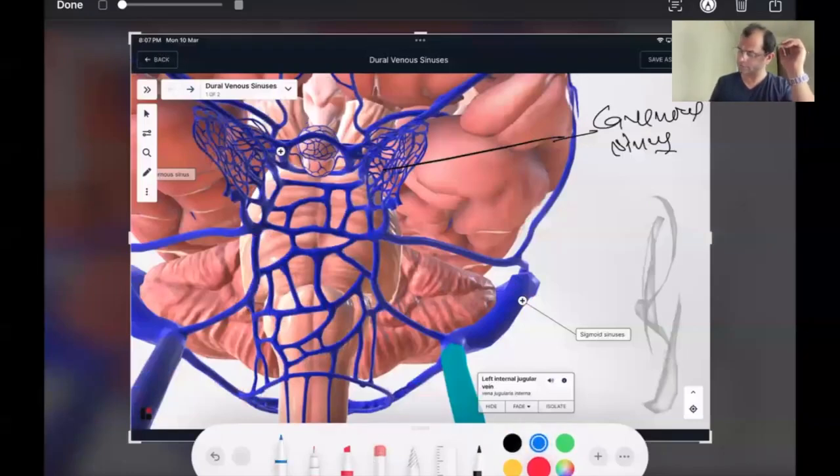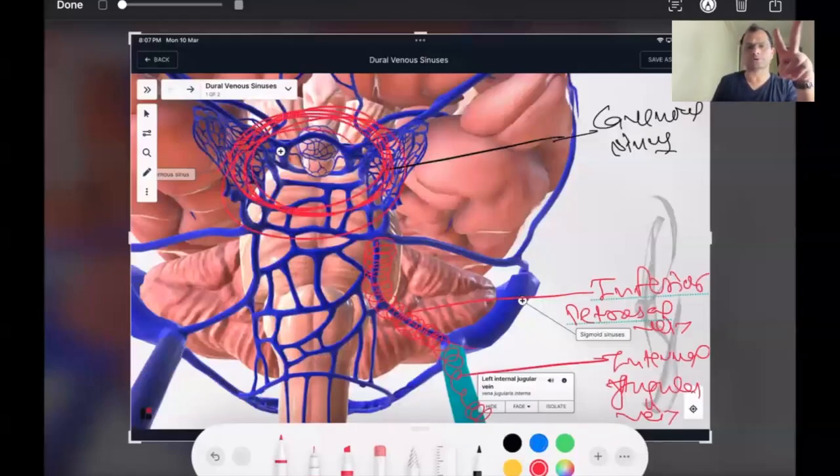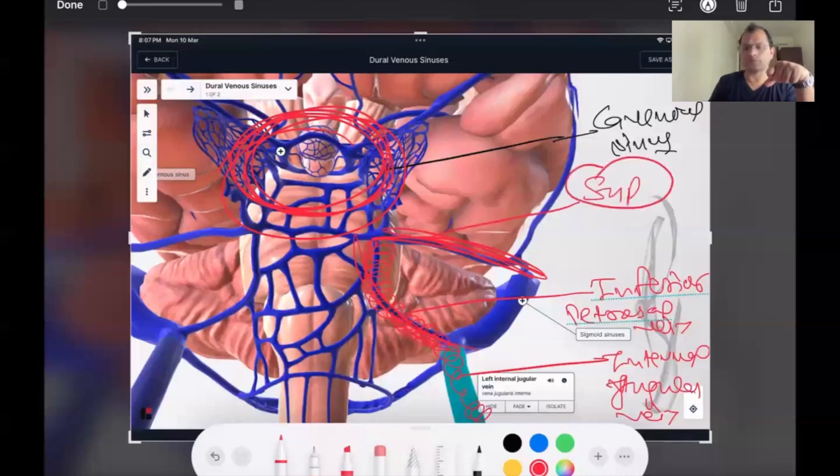From there, the vein coming from the petrosal vein goes into the internal jugular vein. So this is the petrosal vein, or the inferior petrosal vein. Then the internal jugular vein. Now, what I want to tell you. From the cavernous sinus, the blood is going through the petrosal veins. There are two petrosal veins, one the upper and one the lower. So one is the superior petrosal vein, one is the inferior petrosal vein.